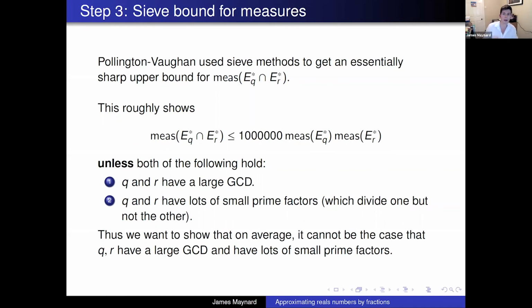So given the work of Pollington and Vaughan, we want that on average, it's impossible for you to have lots of pairs Q and R which have a large GCD and lots of small prime factors. And if you could show that it's impossible to have lots of these bad Qs and Rs, then maybe there's a couple of bad Qs and Rs where you don't quite have the pointwise bound, but that won't affect our weak Borel-Cantelli attempt, and we can still get an upper bound on average where we just lose a constant factor of 1,000,000 or something like that.